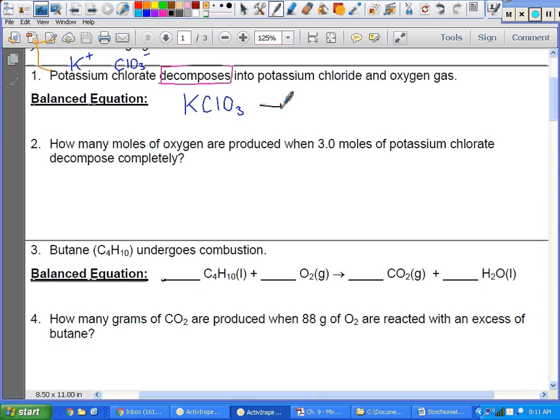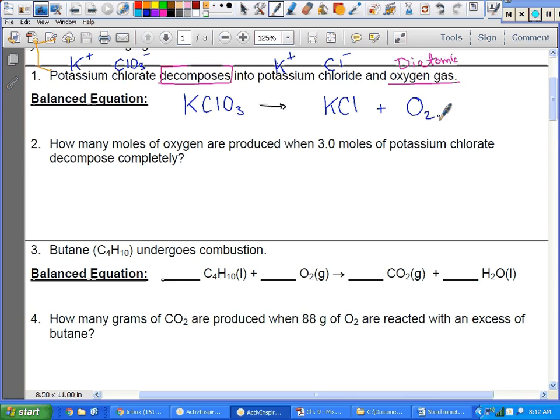It decomposes into potassium chloride. So there's a compound. Potassium's still in group 1. Now what group is chloride in? 17, which is what? 1 minus. What does 1 minus and 1 positive do? Cancel out. So it's plus KCl. And then it says, and oxygen gas. So if I wrote it like this, would I be right or would I be wrong? I would be wrong. Why? Oxygen gas is diatomic, which means it has to have how many of them? 2 of them.